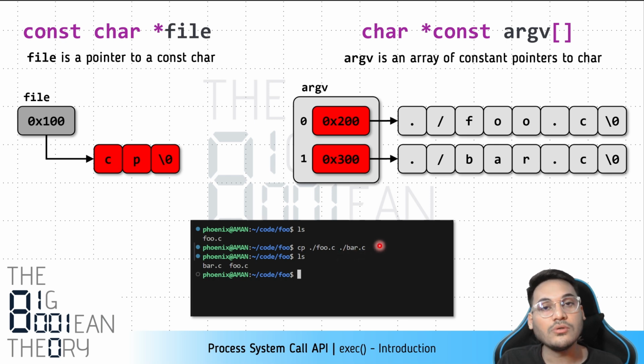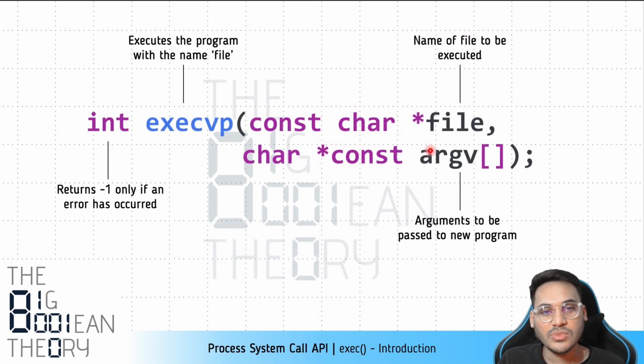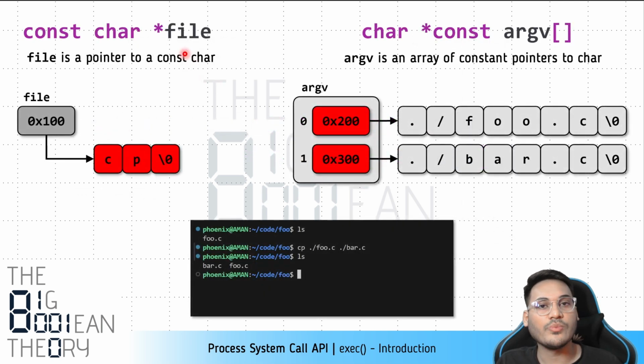Now that you know that these commands are executed internally by the shell by calling the exec system call, what does the exec system call expect? It expects the name of the file and the list of arguments. And we also studied that the way these are specified, the file name is a pointer to a constant character, and the list of arguments, the argv, is an array of constant pointers to char. Let us see how these two look, so this will give you a clear understanding of these variables.